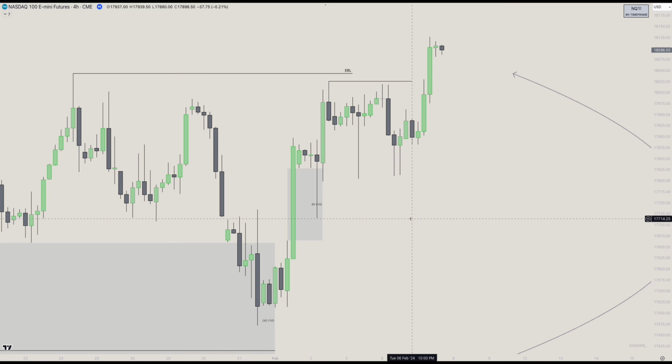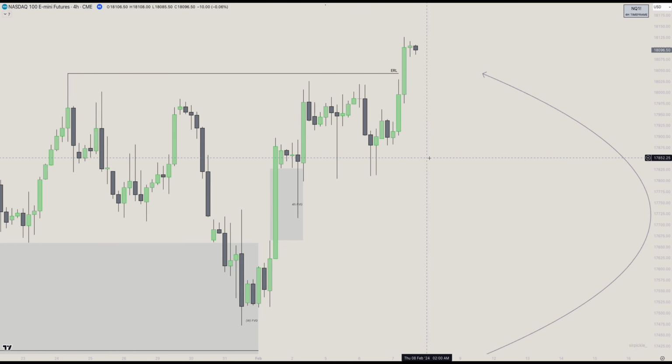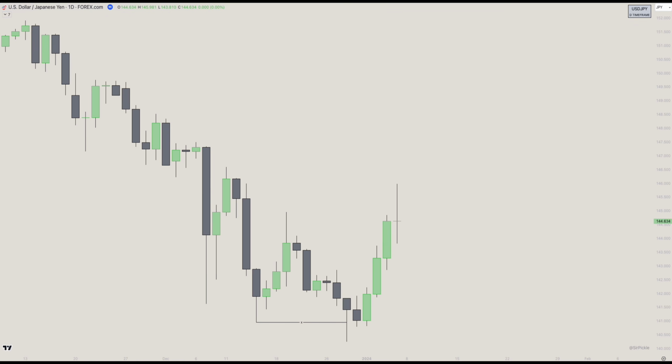All right, so this isn't a perfect concept, but I'm telling you right now, more times than not, this is going to work, and it is a very effective way of coming to a trade idea. So here is our next example.